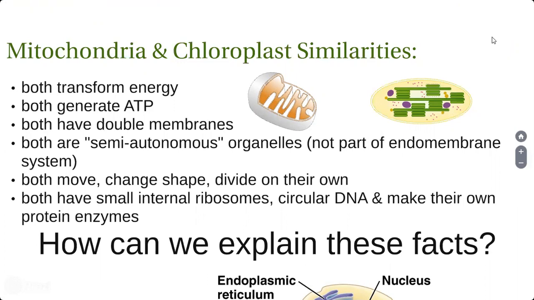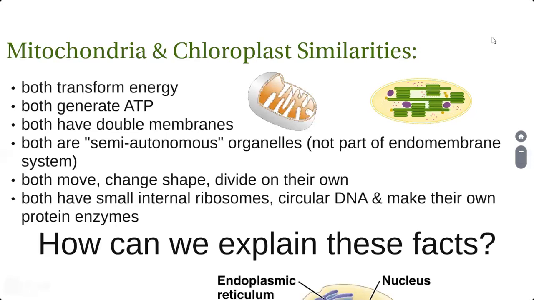Both of them make ATP. They do it in a different way, but they both make ATP. They both have ATP synthase to do it. They both have double membranes, the outer and the inner, and they both have an intermembrane space. They both use that intermembrane space to accumulate a high concentration of hydrogen ions and then power their ATP synthase by funneling those hydrogen ions through that enzyme.